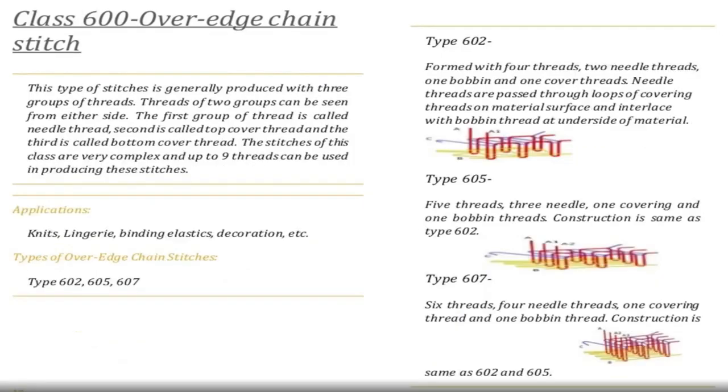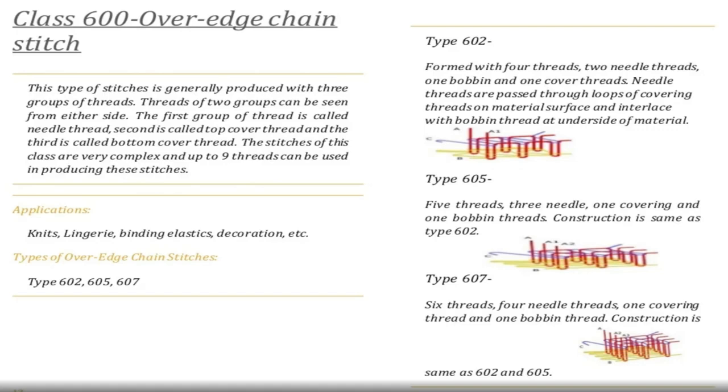Class 600, over edge chain stitch. This type of stitch is generally produced with 3 groups of threads. Threads of 2 groups can be seen from either side. The first group of thread is called needle thread, the second is called top cover thread, and the third is called bottom cover thread. The stitches of this class are very complex and up to 9 threads can be used in producing these stitches. Applications: knits, lingerie, binding elastics, decoration, etc.